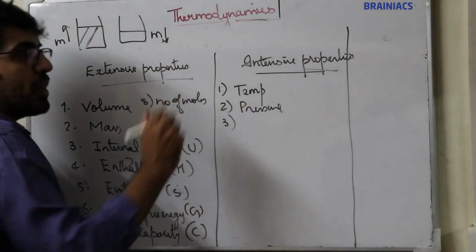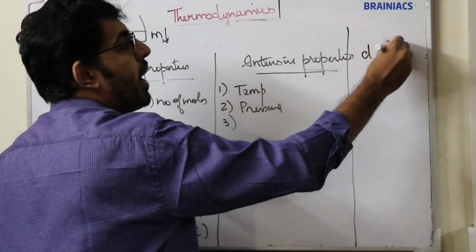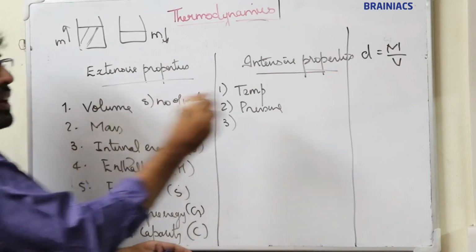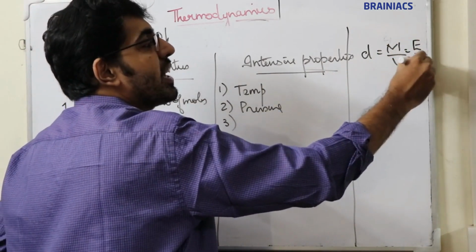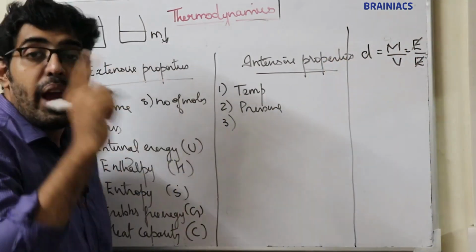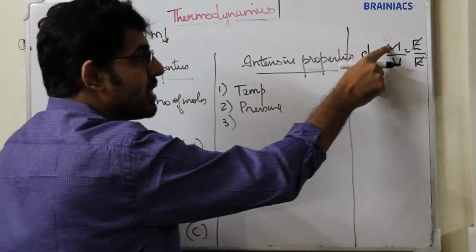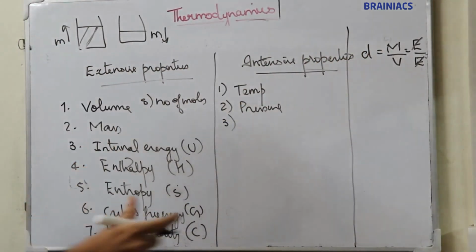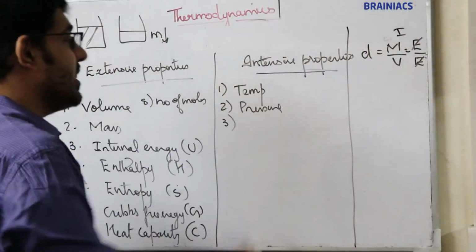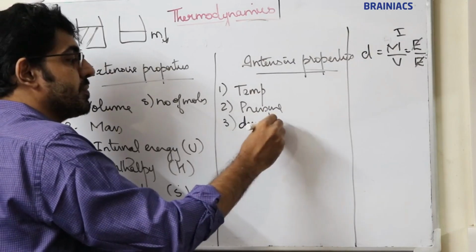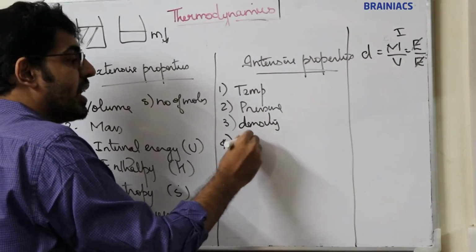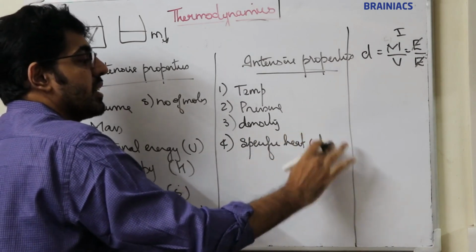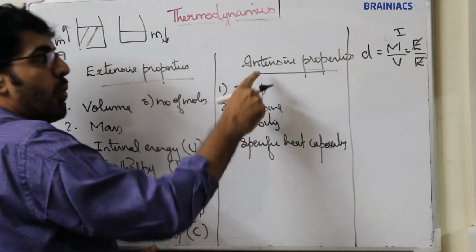Now intensive: temperature, pressure. Now density. What is density? Mass by volume. Mass is extensive, volume is extensive. Both of them are extensive. Extensive divided by extensive will always become intensive. Mass, extensive property. Volume, extensive property. Extensive divided by extensive, you will get intensive. So density is intensive. Specific heat capacity is an example for intensive property.